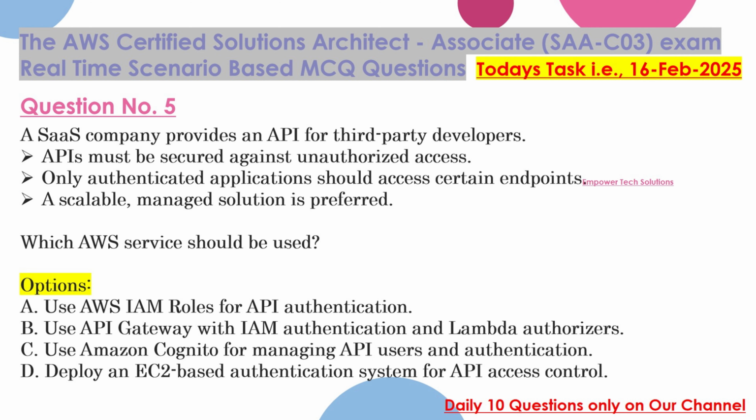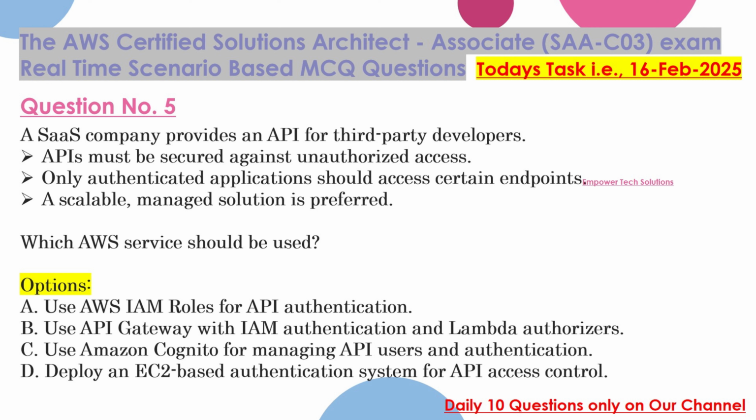Question 5. A SaaS company provides an API for third-party developers. APIs must be secured against unauthorized access. Only authenticated applications should access certain endpoints. A scalable, managed solution is preferred. Which AWS service should be used?